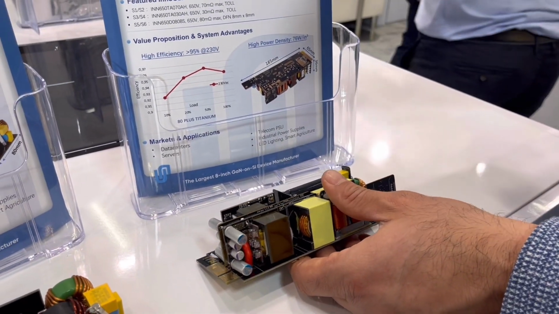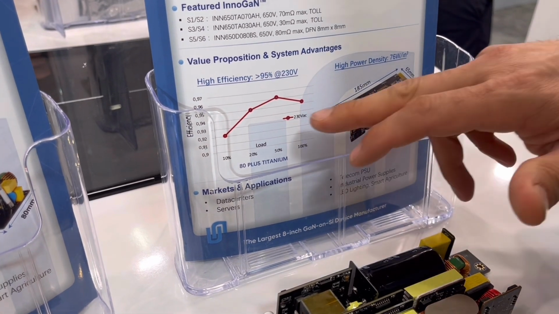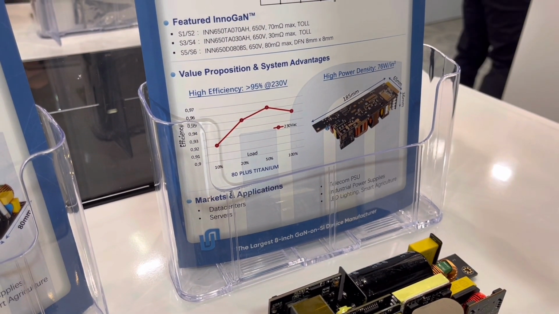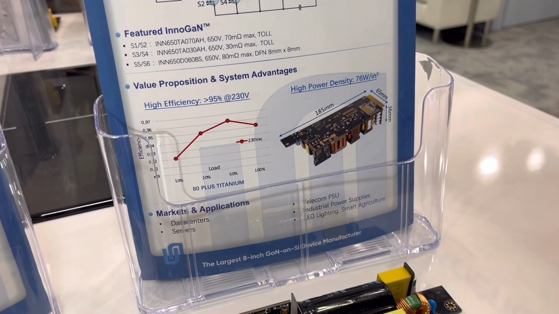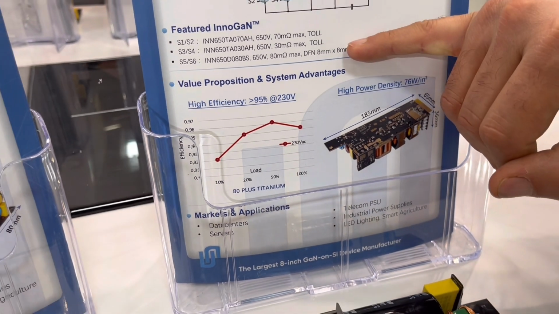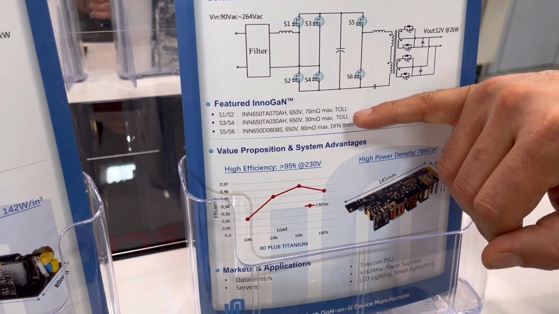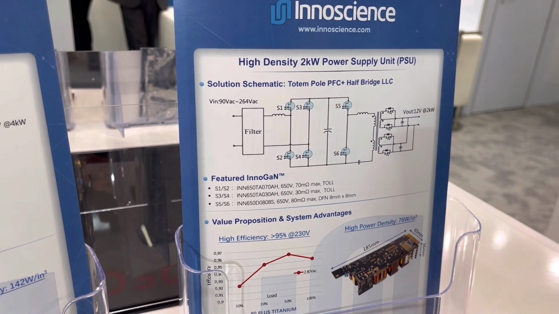And thinking about data center, we reach 80 Plus Titanium type of efficiency, so going to a peak of 96% efficiency. Very small form factor. In this case, we use several of our 650 volt devices, ranging from the 80 milliohm in a DFN to the 30 milliohm in a TOLL package, and also the 70 milliohm in a TOLL package.